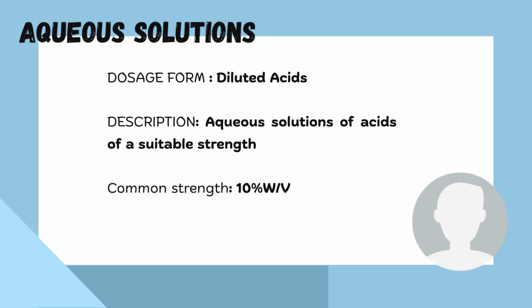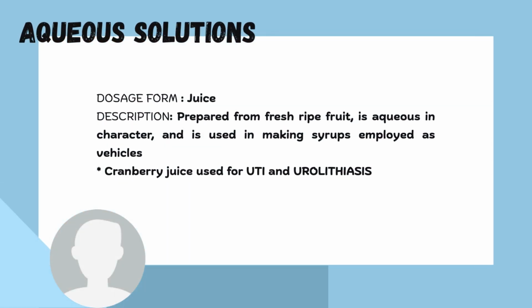Okay, remember that diluted acids are just weaker forms of strong acids used in medicine, usually at 10% weight over volume, made by adding acid to water and mainly used as acidifying agents or antiseptics. Next dosage form, the juice. So juices are aqueous solutions prepared from fresh, ripe fruits. They are mainly used in making syrups that serve as flavoring vehicles for oral preparation. So kaning nga type of aqueous solution kay gikan sa natural fruit juices, usually ginagamit siya to add flavor or therapeutic value sa mga syrups or other preparations.